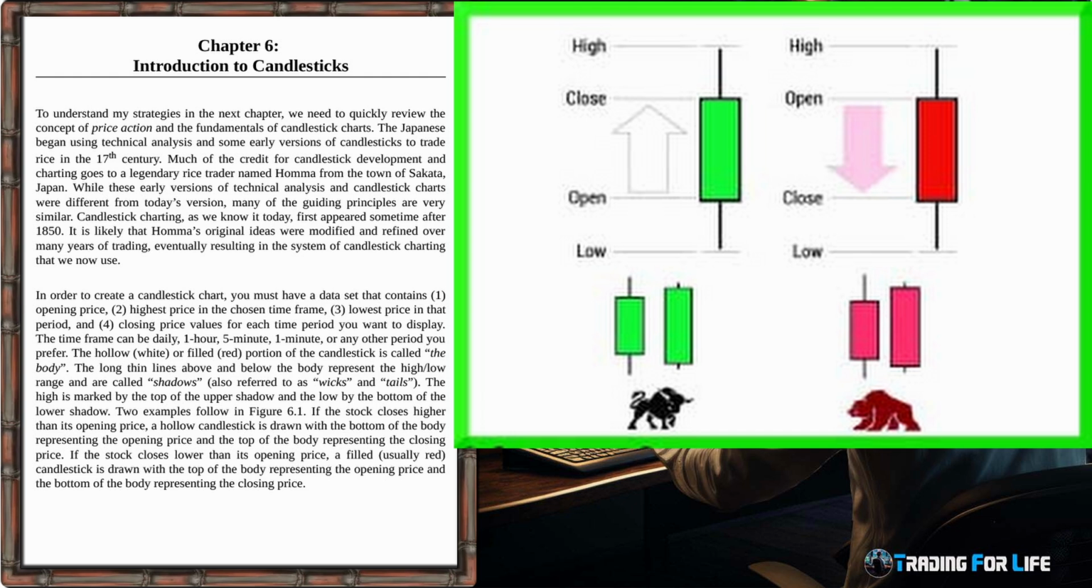If the stock closes higher than its opening price, a hollow candlestick is drawn with the bottom of the body representing the opening price and the top of the body representing the closing price. If the stock closes lower than its opening price, a filled, usually red, candlestick is drawn with the top of the body representing the opening price and the bottom of the body representing the closing price.